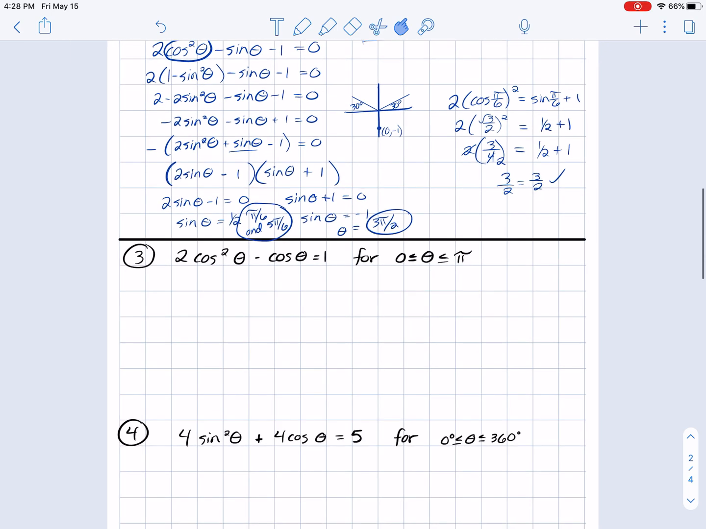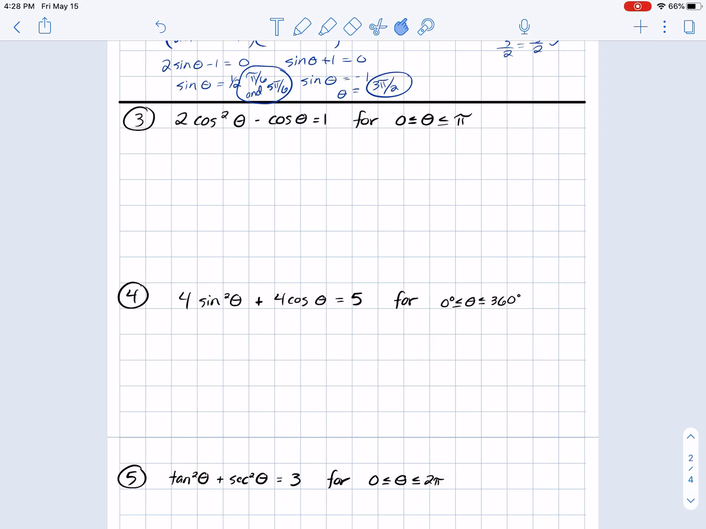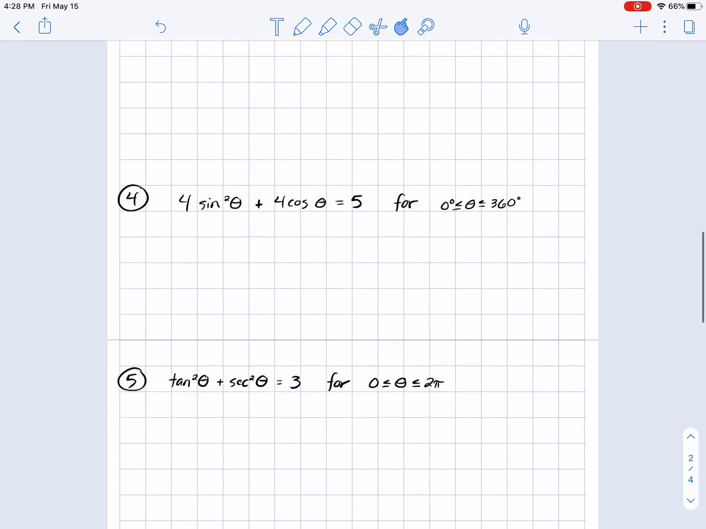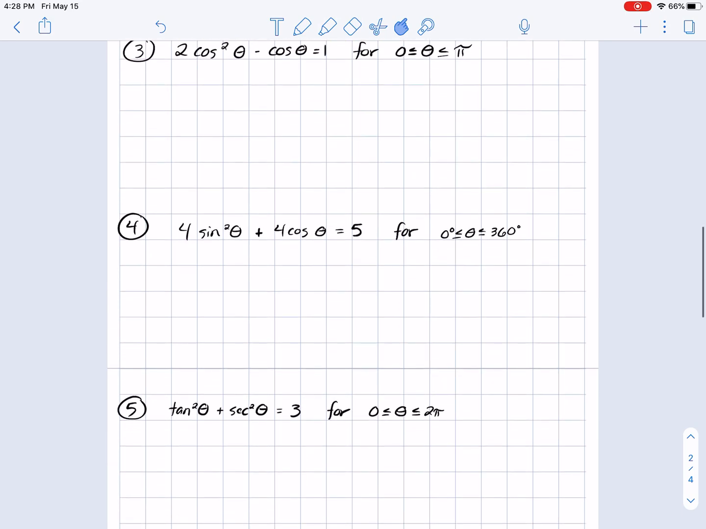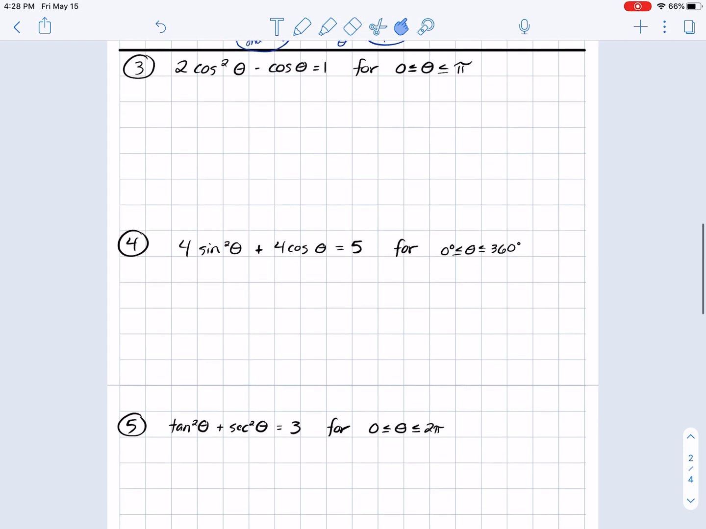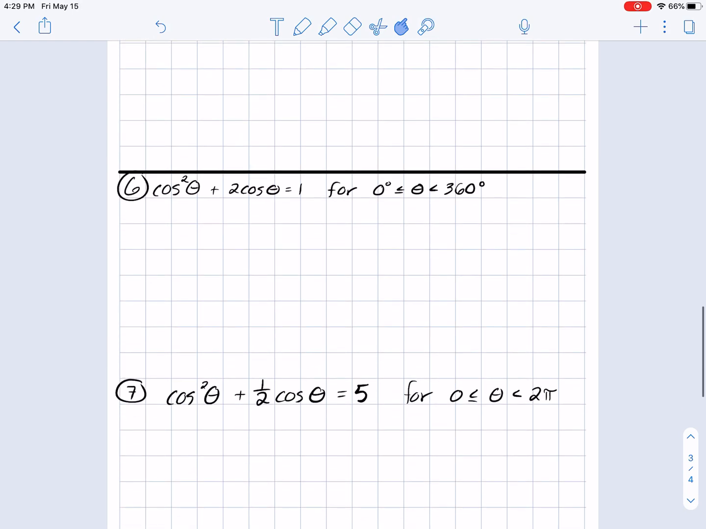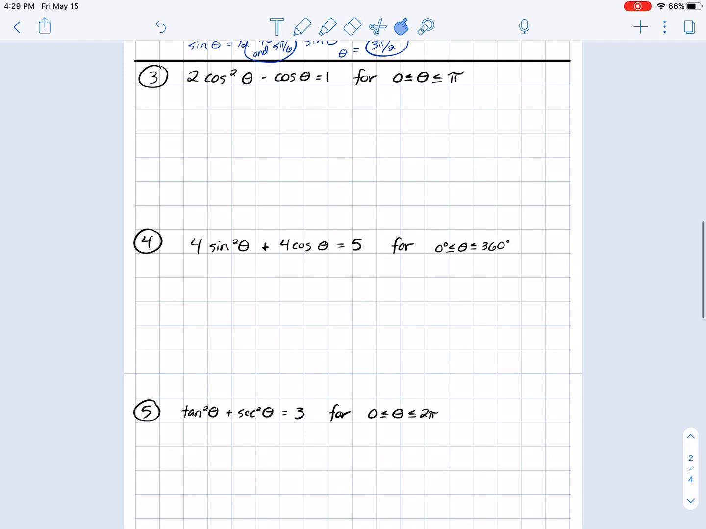All right, why don't you guys try the next three? Try 3, 4, and 5. I'm going to put the solutions up. I'm not going to work through all of them with you for the sake of time. If you want to go over these 3 practice problems, we can during the Google Meet. And then we're going to finish doing 2 more together, 6 and 7. So pause the video, try 3, 4, and 5.